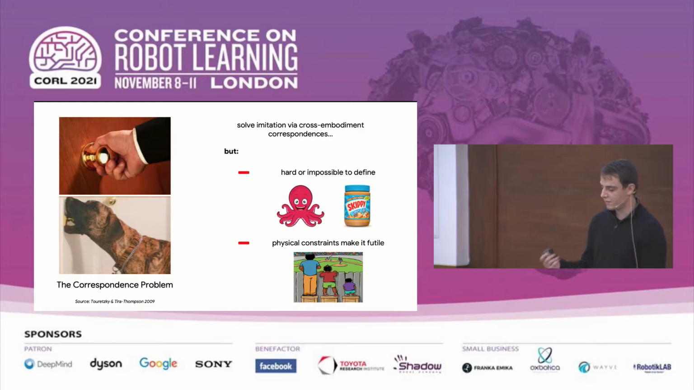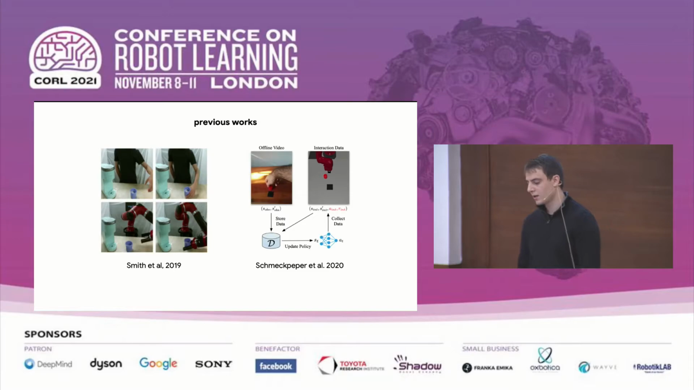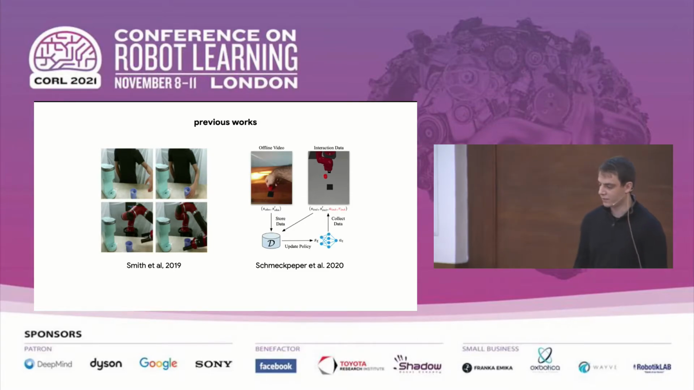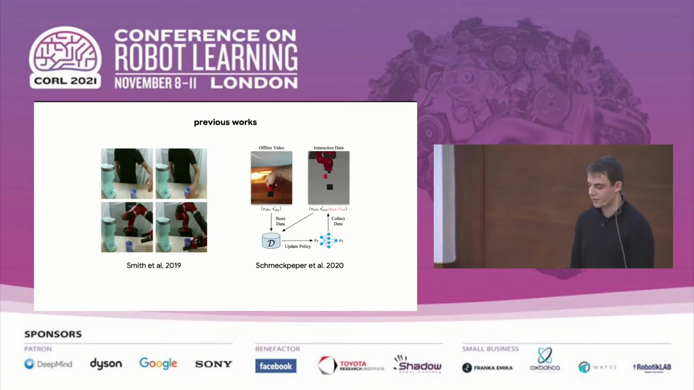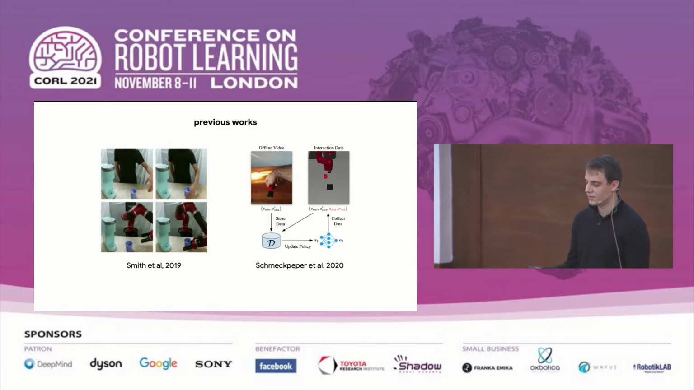And sometimes, even if there is a clear-cut correspondence between the two embodiments, there might be physical constraints between the learner and the demonstrator, which make it futile to define. There have been previous works that tackle this cross-embodiment problem, either by doing explicit domain adaptation, but that introduces visual artifacts. And other previous works do indeed use manually defined correspondences, but as we just mentioned, this can be limiting and sometimes impossible to do.